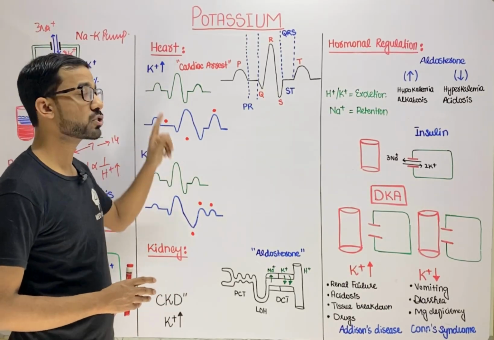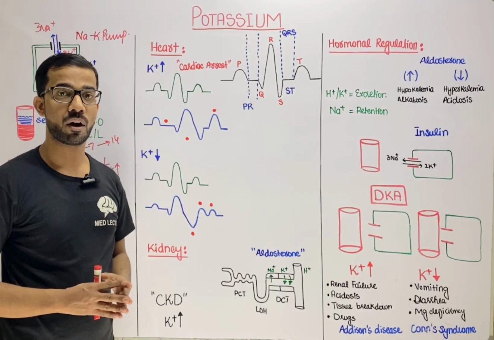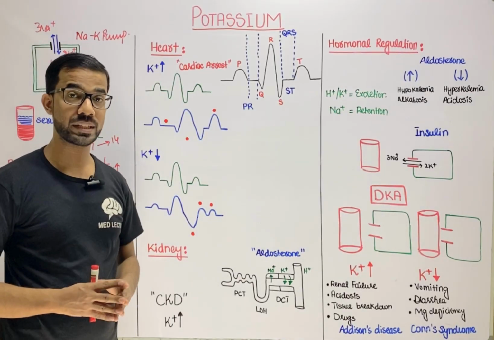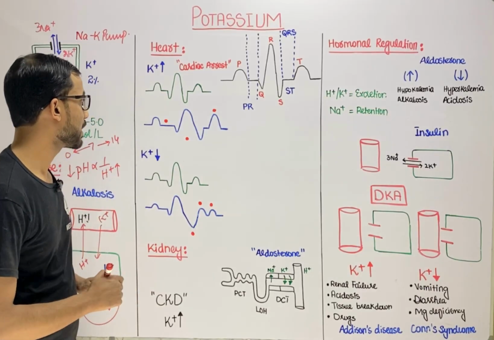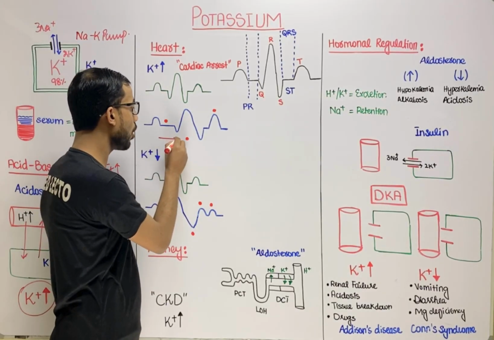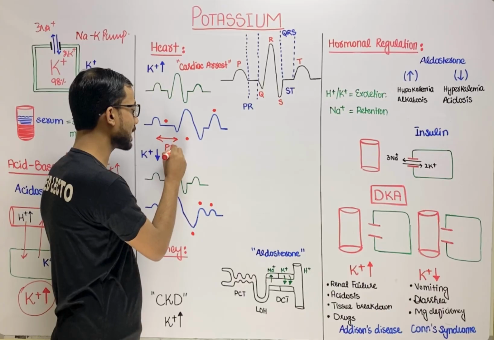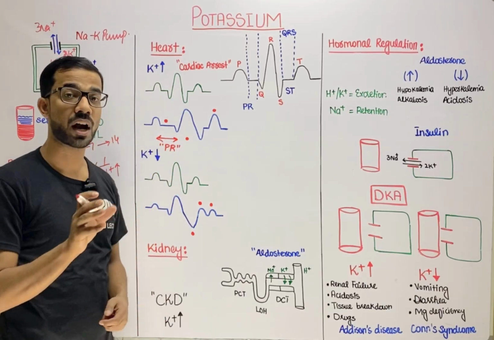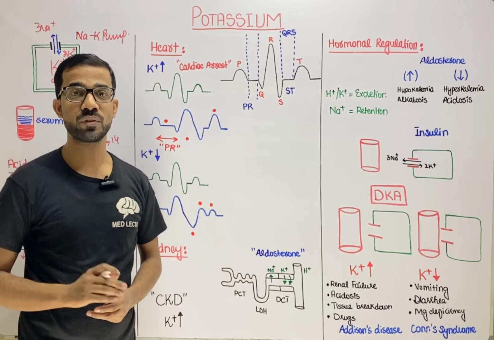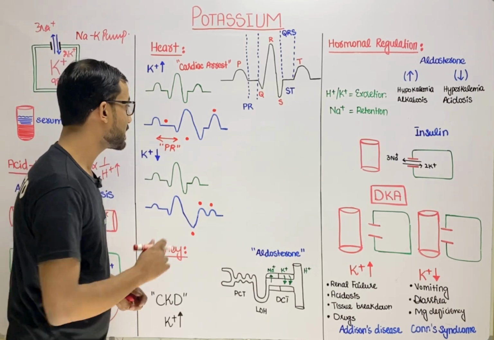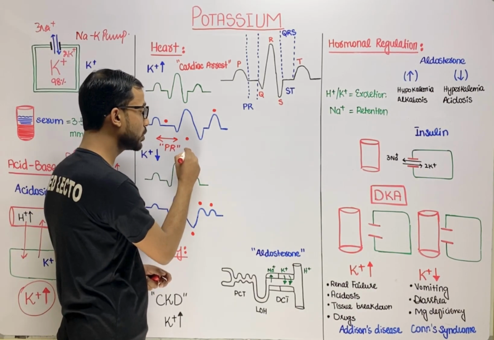When the concentrations of the potassium start increasing in your blood, what changes will you see on the ECG? You will see three most important changes. First is the prolonged PR segment. PR segment starts increasing. So this is the one change that you will see on the ECG. Second is the wide QRS complex.